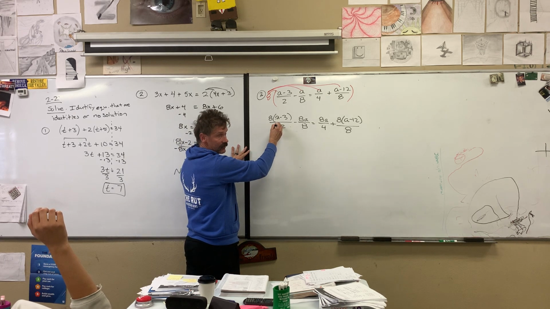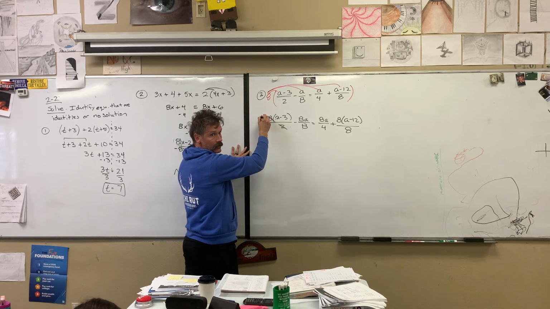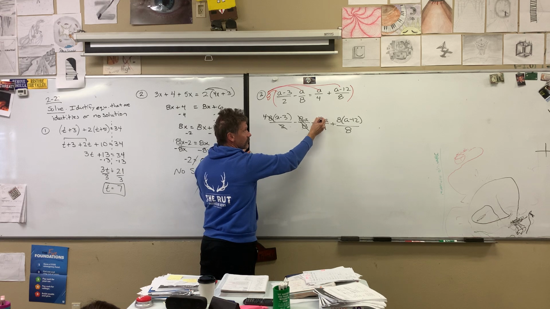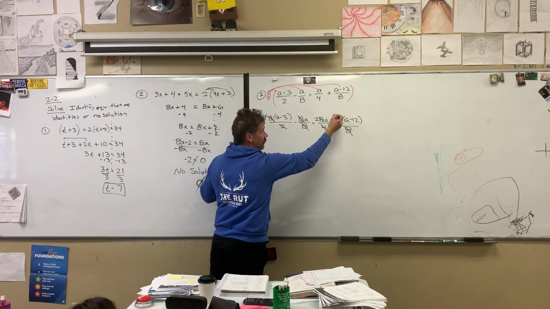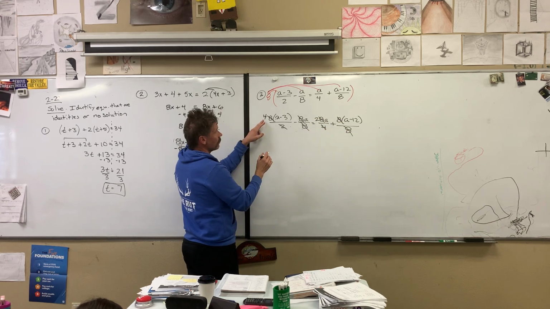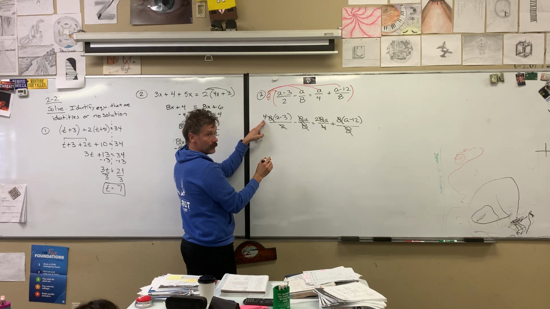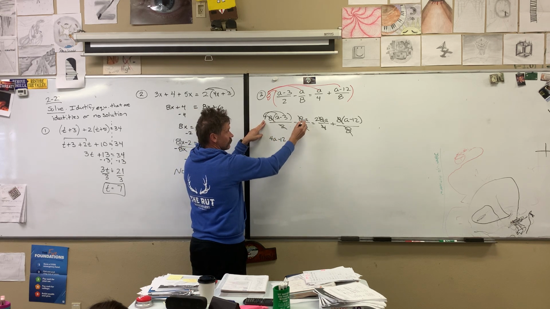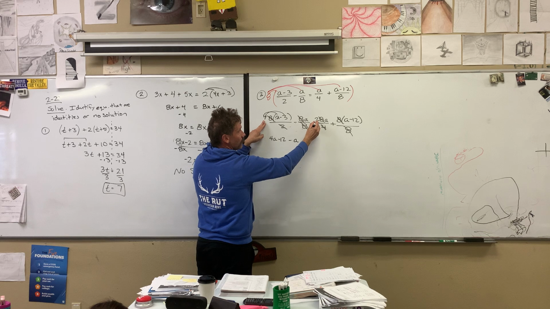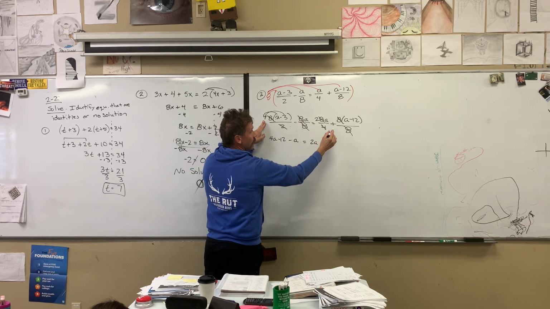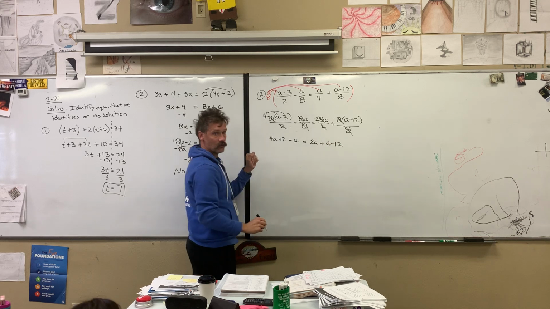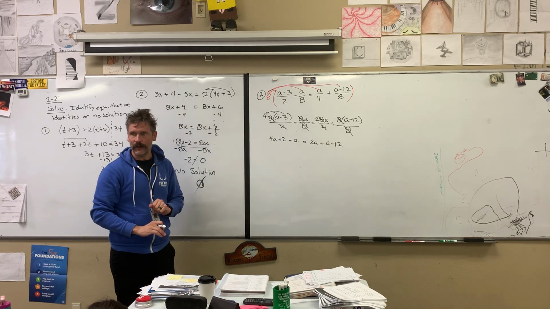The reason why we did this is 2 goes into 8 how many times? 4. 8 goes into 8 how many times? 1. 4 goes into 8 how many times? 2. 8 goes into 8 how many times? 1. What I'm left with is, and we can distribute this in now, 4a minus 12 minus, we're just left with a, equals 2a plus, that turned into a 1, so the distribution is just a 1, a minus 12. All denominators should be eliminated.